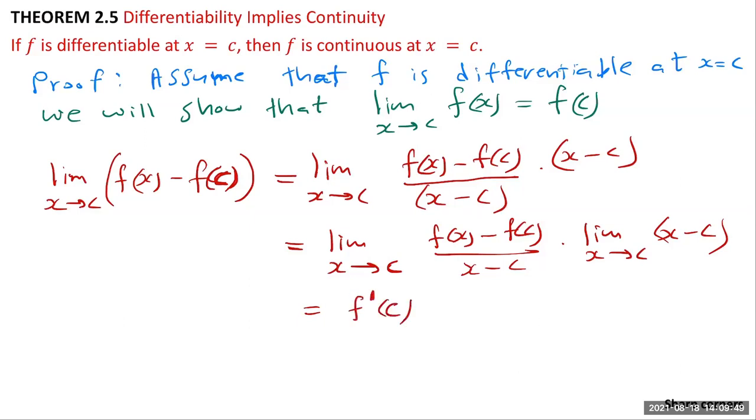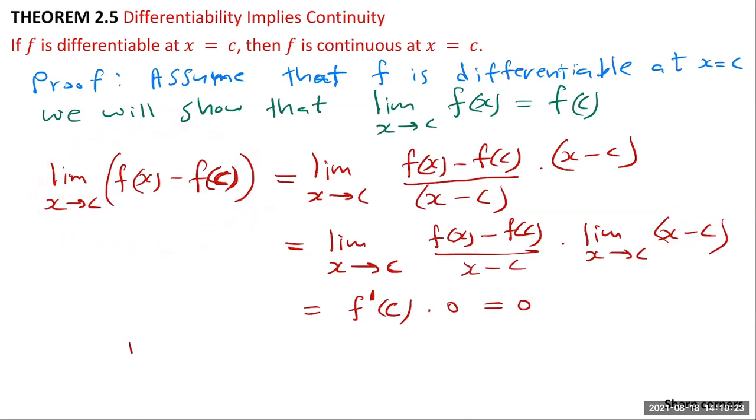And we are given that my function is differentiable. I'm assuming that my function f is differentiable at x equal to c. What does that mean? That means f prime of c exists. This is f prime of c times the limit of this expression. What is the limit of this one? Limit as x approaches c of x minus c is clearly 0, because when x approaches c, this becomes c minus c, which is 0. That means this limit is 0.